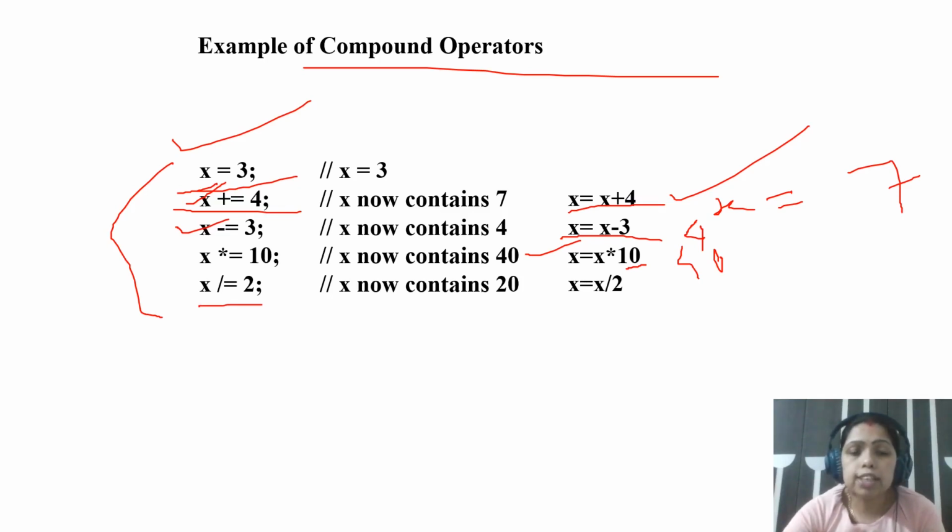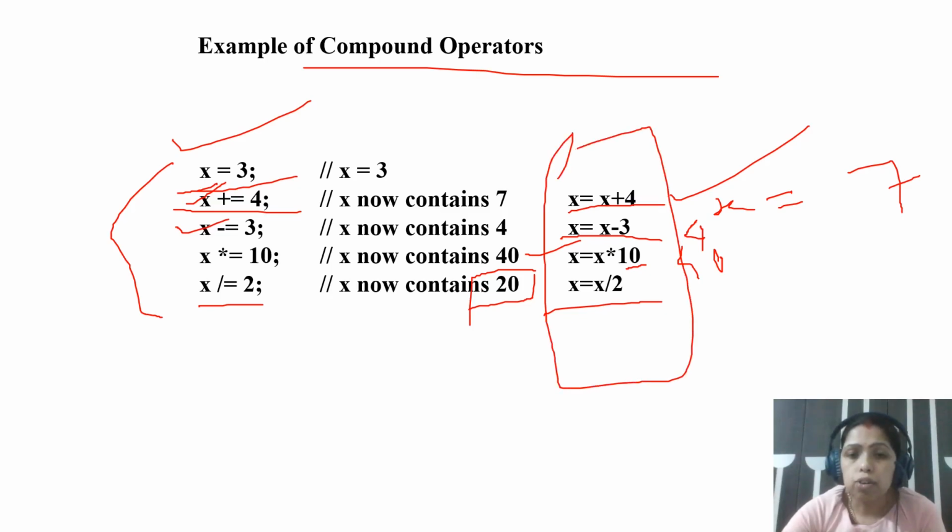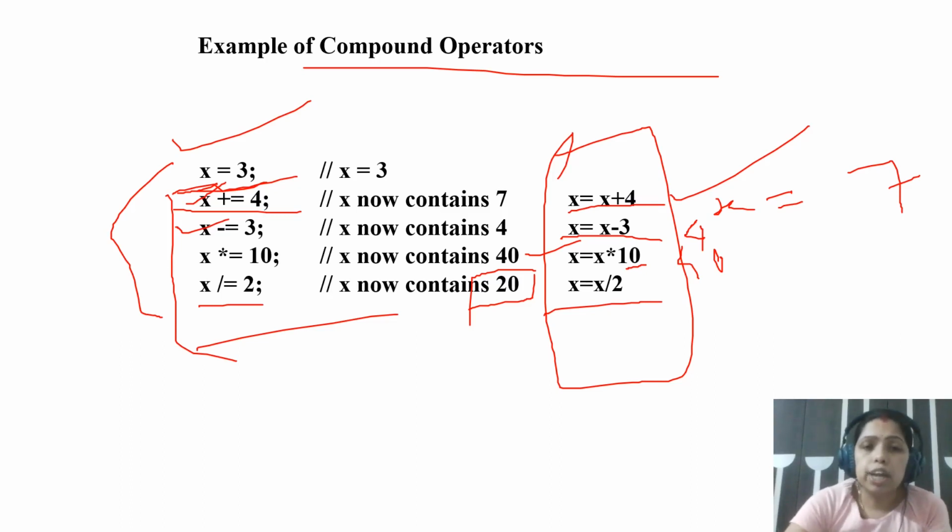Here x divided by equal to 2. That means again, what is the significance? x is equal to x divided by 2, right? So 40 divided by 2, x will be 20. So if you want to do this kind of operation, instead of writing the long form, you can write it this way. So these are about the compound operators.